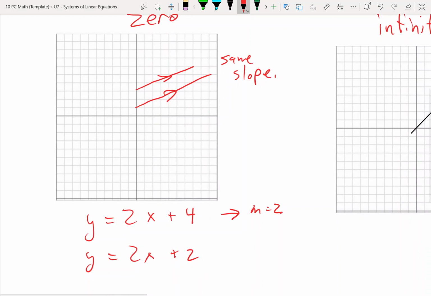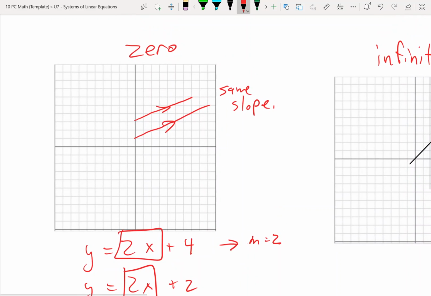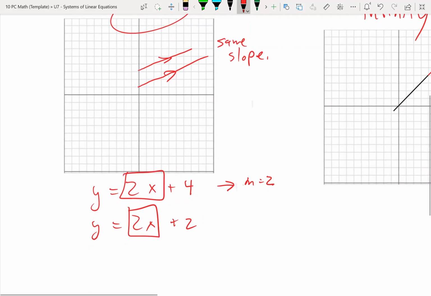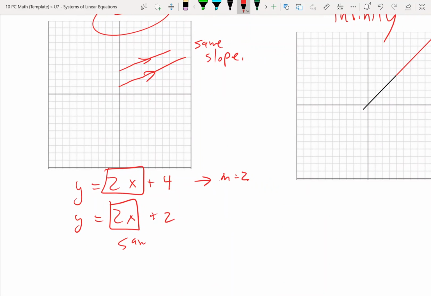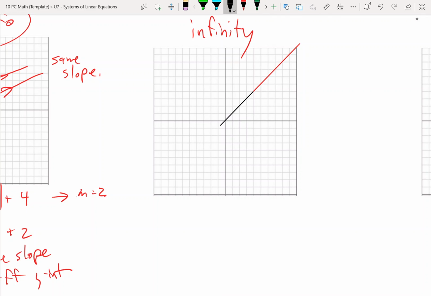So when I look at this, these two equations have the same slope, which means they're parallel. So if you ever have two lines where the slopes are the same, but the y-intercepts are different, that means you're going to have no points of intersection. Okay, so that is same slope, different y-intercept.